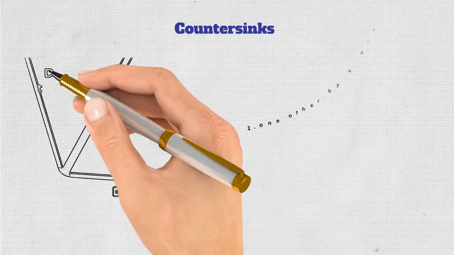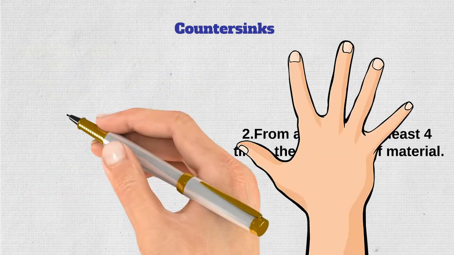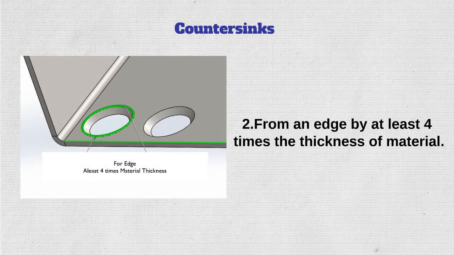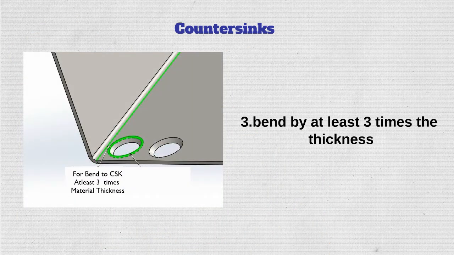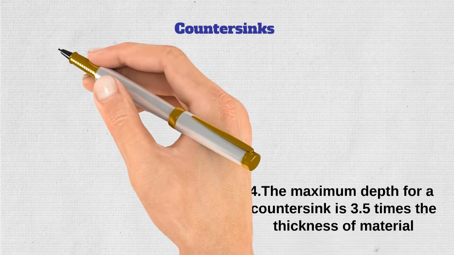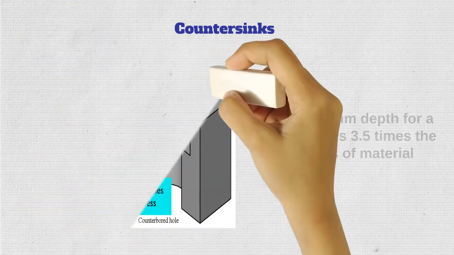Countersinks. Countersinks must be spaced from one another by a distance of minimum 8 times the thickness of material, from an edge by at least 4 times the thickness of material, as well as from a bend by at least 3 times the thickness of material. The maximum depth for a countersink is 3.5 times the thickness of material.